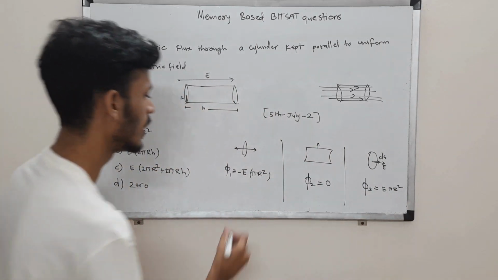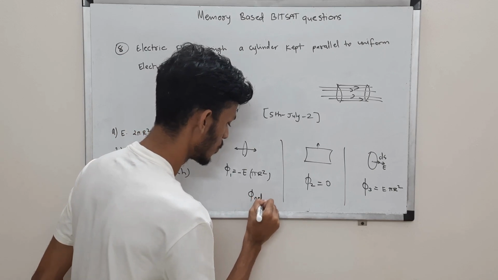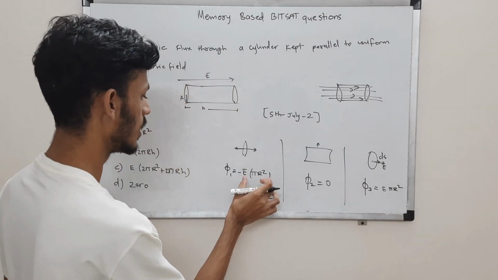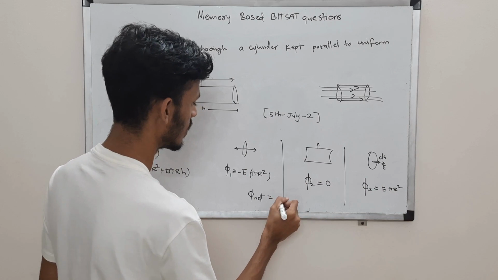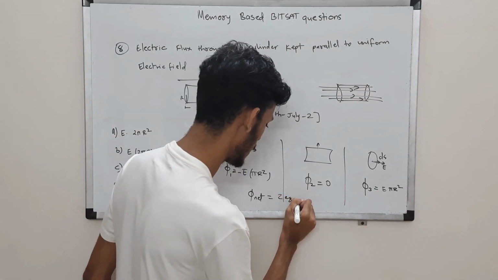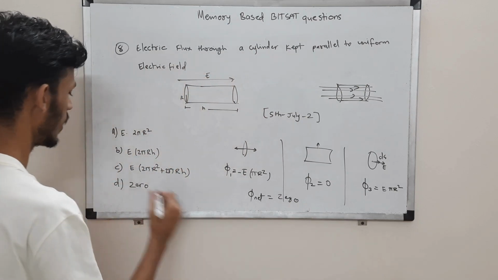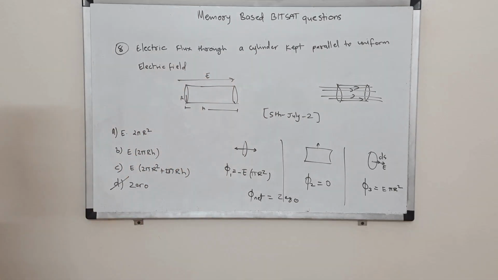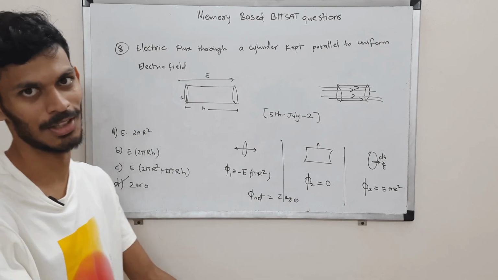Okay, so if you find the net flux, flux 1 plus flux 2 plus flux 3, you can easily see that this and that will get cancelled, because the number of field lines entering is equal to the number of field lines exiting, and the net flux is 0 over here. So option D, 0, is the correct choice.